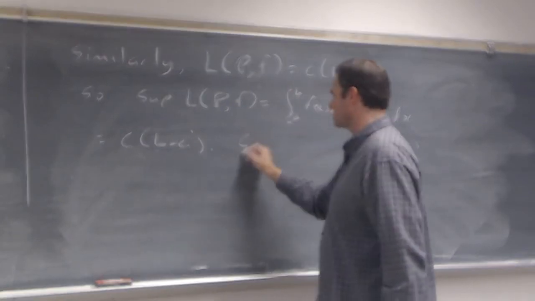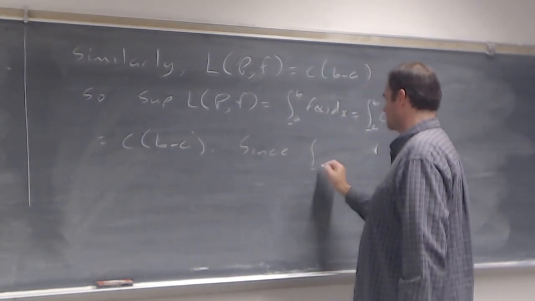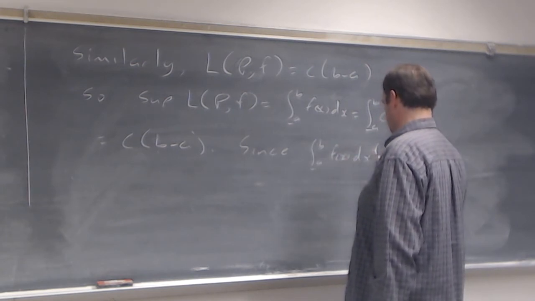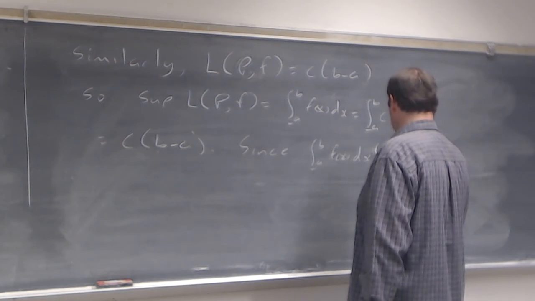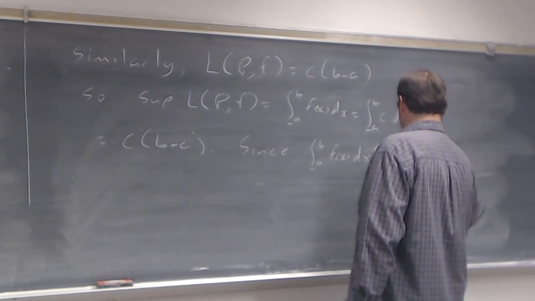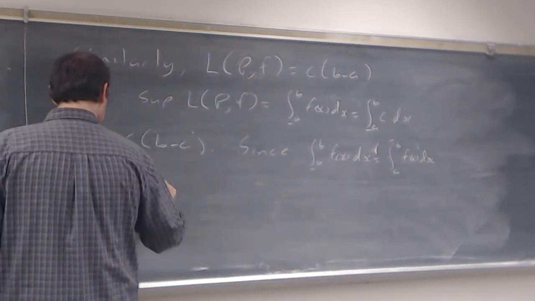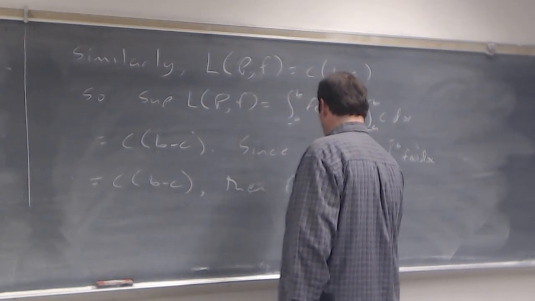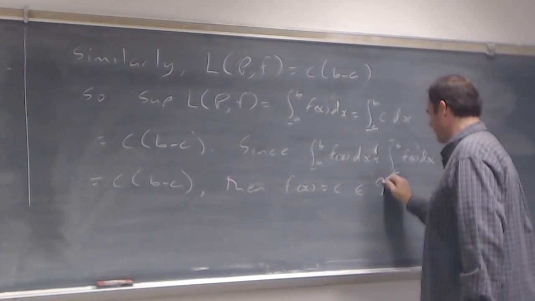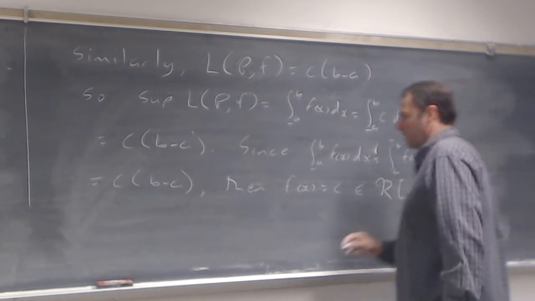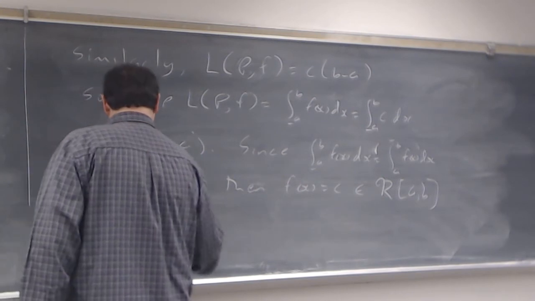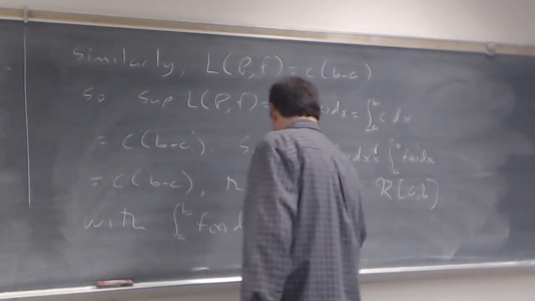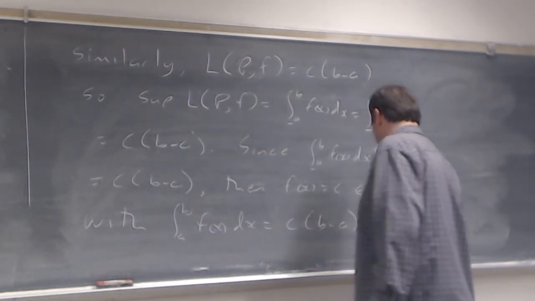So what we see, since this lower integral of f of x dx equals this upper integral, which equals C times b minus a, then f of x equaling C is an element of the Riemann integrable functions on a to b, with the Riemann integral of f of x dx being equal to C times b minus a. And that's that too.